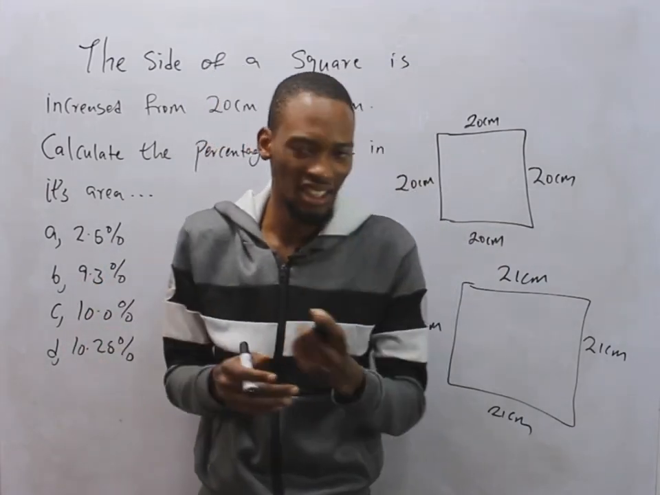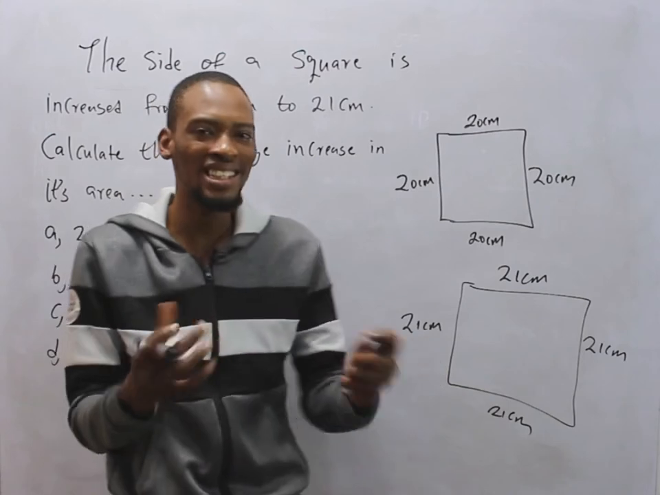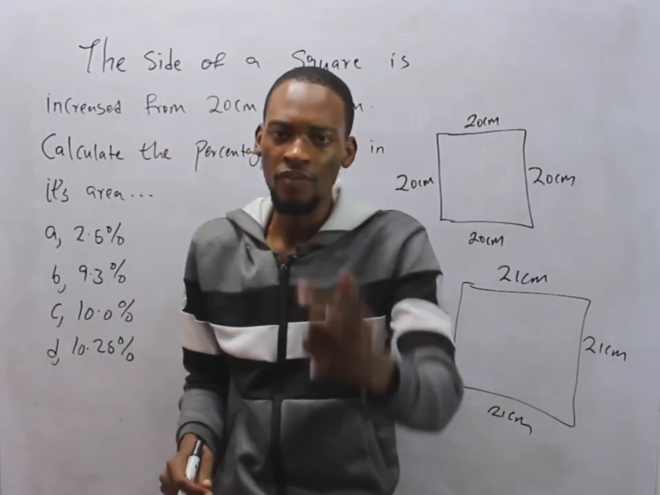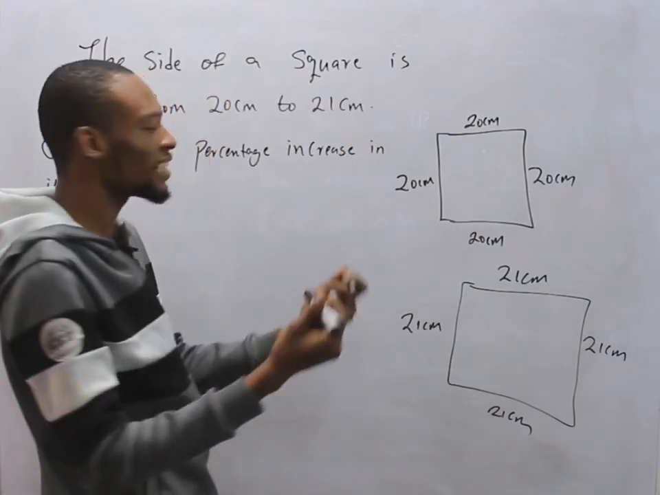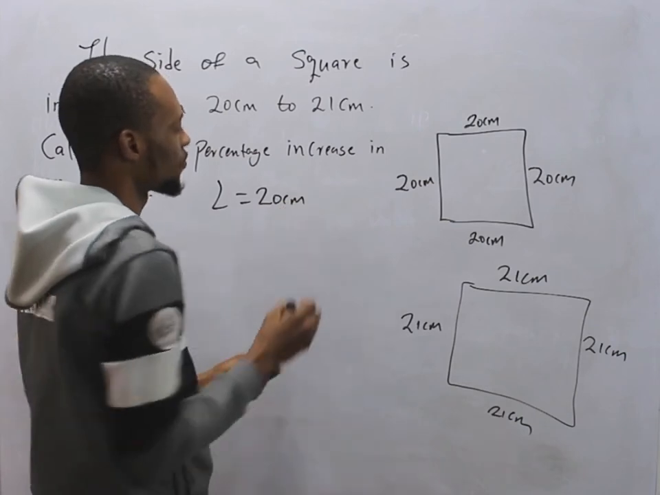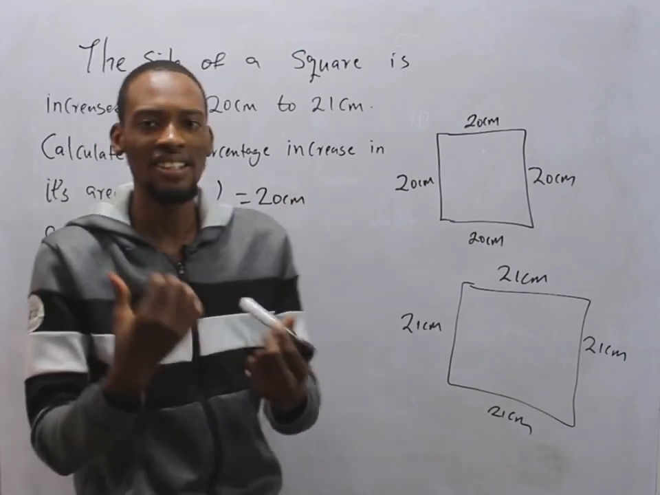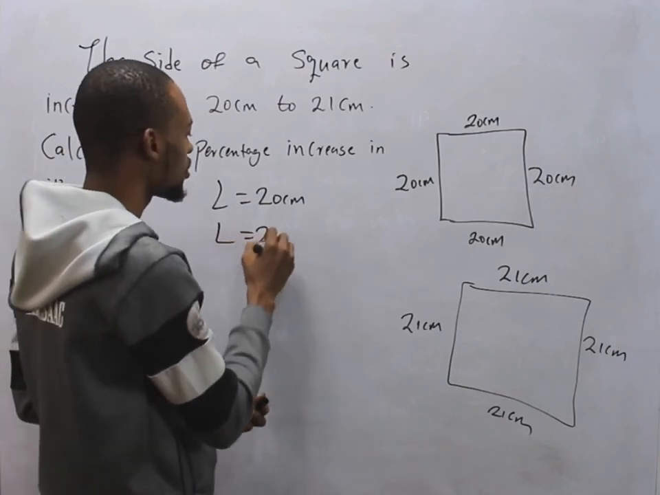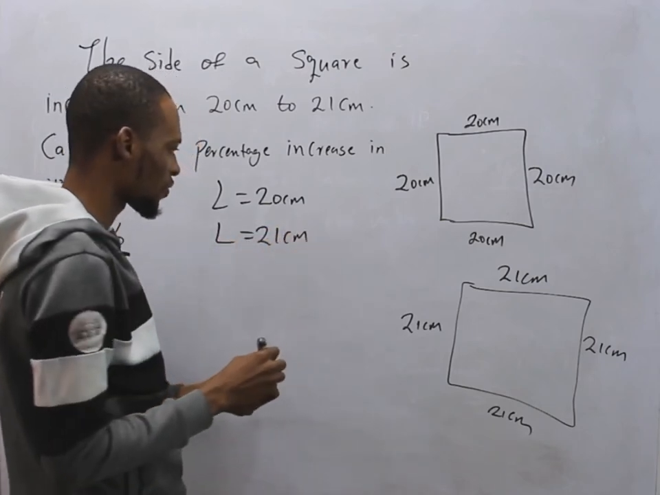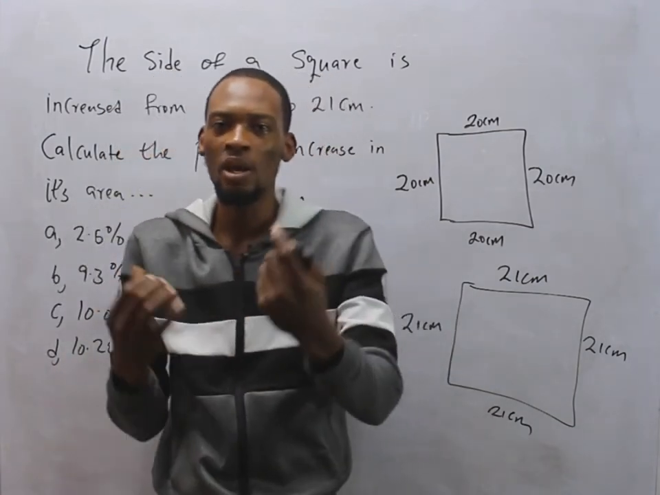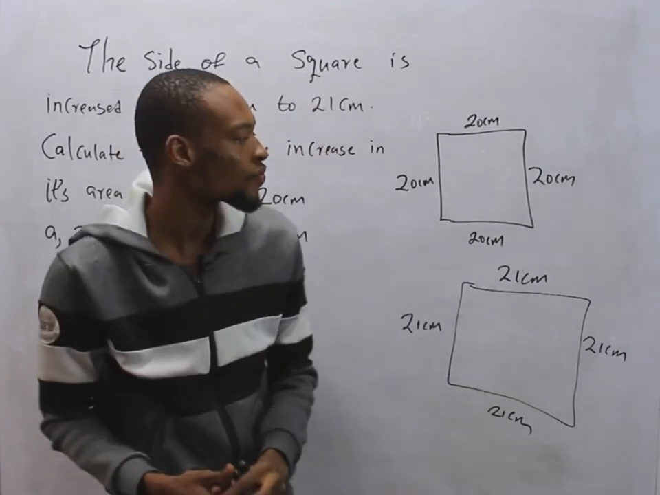They did not say percentage increase in length. They said percentage increase in the area. This means we calculate the area of the square when the length equals 20 cm. We calculate the area of the square when the length was increased to 21 cm. After getting this, we can then go ahead to calculate percentage increase.